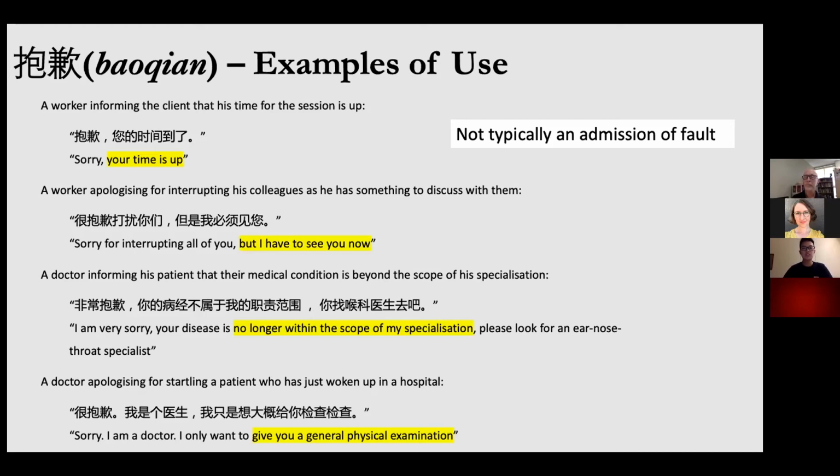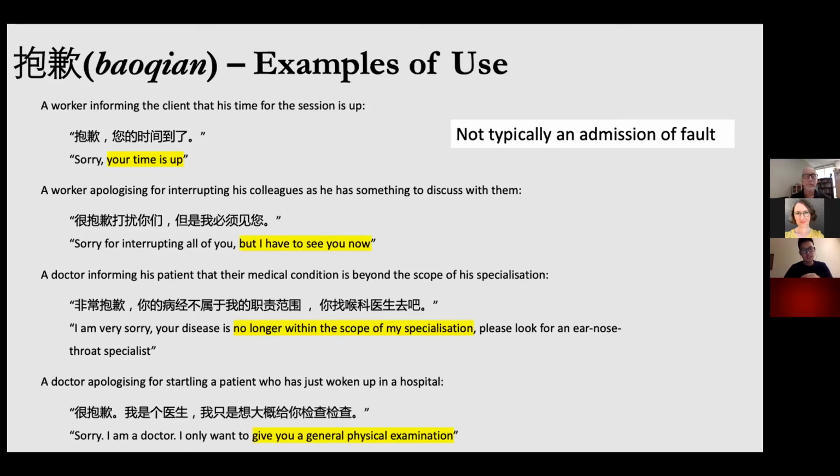In these instances, we can see from the explanations the speakers have given that it is not a case where the speaker has offended the addressee. The fault tied to 抱歉 is not as severe or as serious as when the fault is tied to 对不起. In such cases, it may even be argued that the speaker has not done anything that is actually a fault, such as in the third example where the doctor is informing his patient that their medical condition is beyond the scope of his specialization. That is something beyond the control of the doctor.